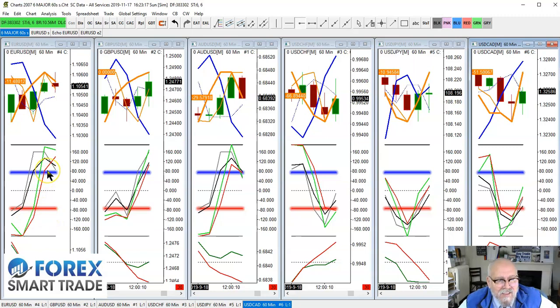Basically, when a lot of buying has gone on, the market becomes overbought. When the lines are up here, that's the beginning of a sell opportunity. Likewise, when a lot of selling has gone on and the lines are down below the red line, that's the beginning of a buying opportunity.